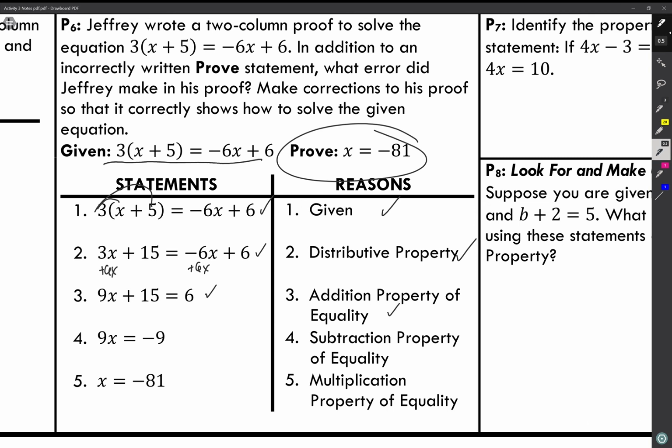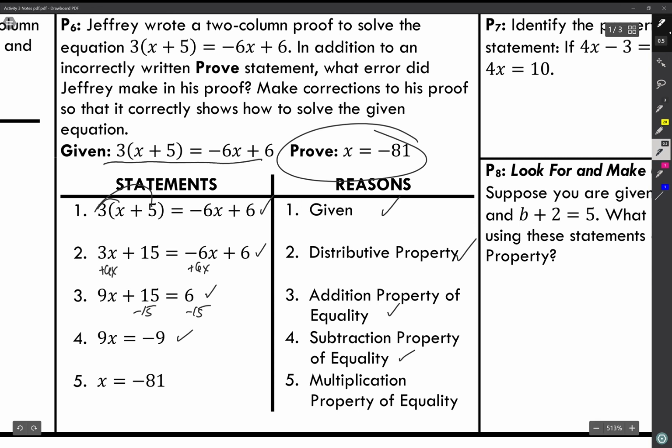Okay, they say subtraction property of equality next. It looks like they subtracted 15 from both sides. That's correct, leaving us with 9x on that left side. 6 minus 15 is negative 9. Okay, that looks good as well.